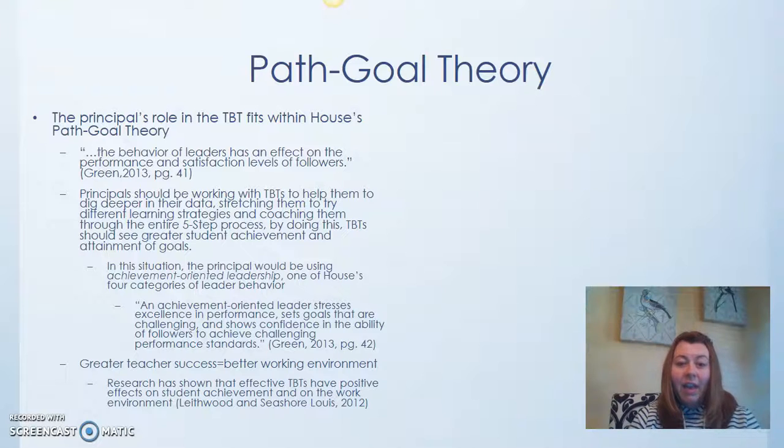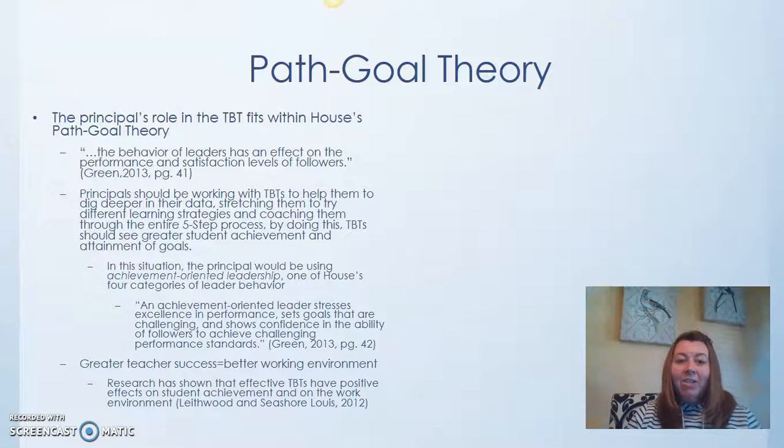So again, this idea of the principal being involved with and coaching the TBTs through the 5-step process would be a way that the principal is showing confidence in the abilities of the TBT and is stressing excellence within the TBT as well.